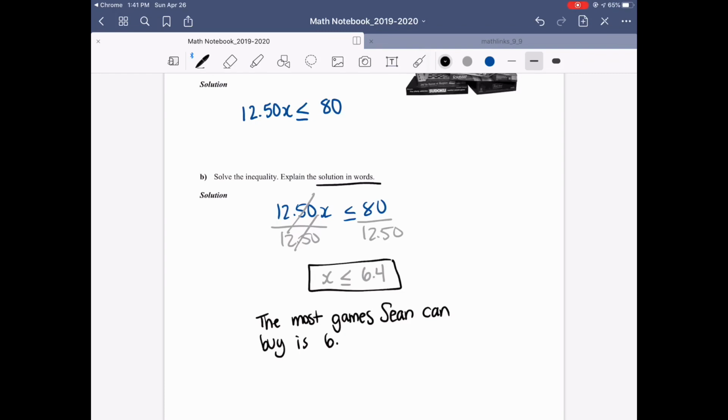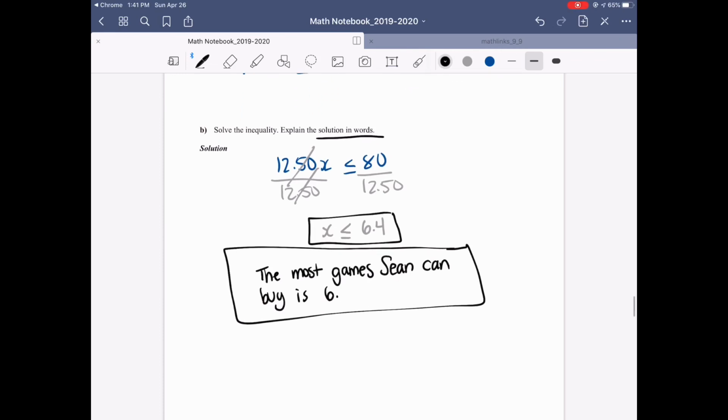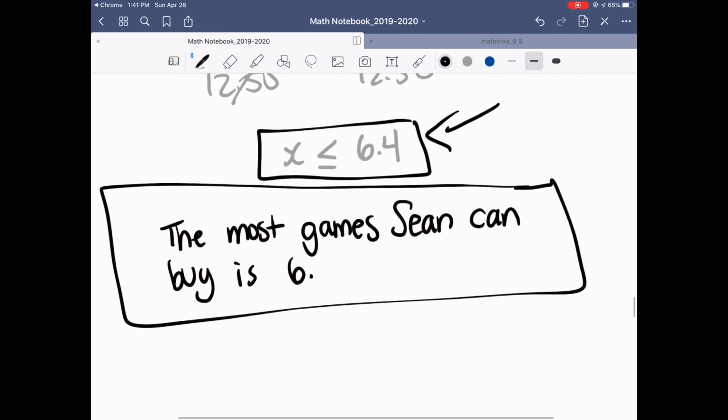It says to explain the solution in words, so this is what you would have to say: the most games he can buy is 6 because x has to be less than or equal to 6.4.